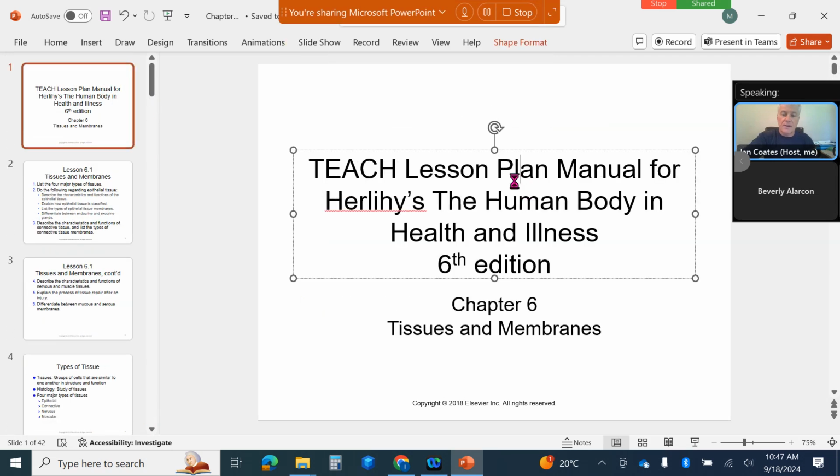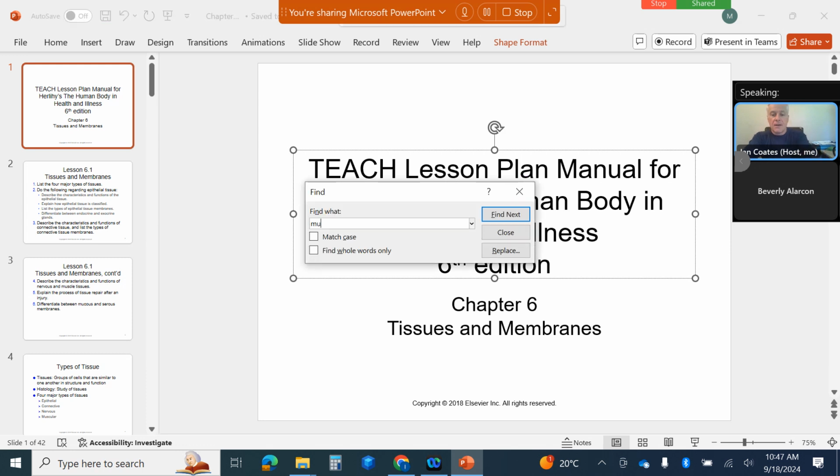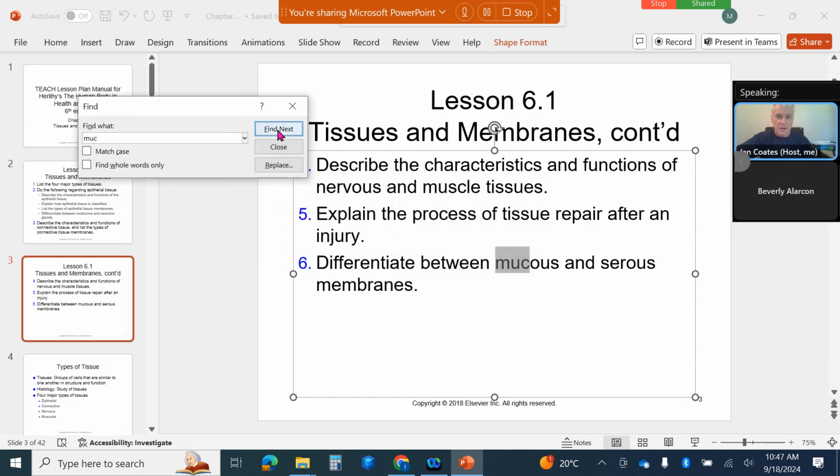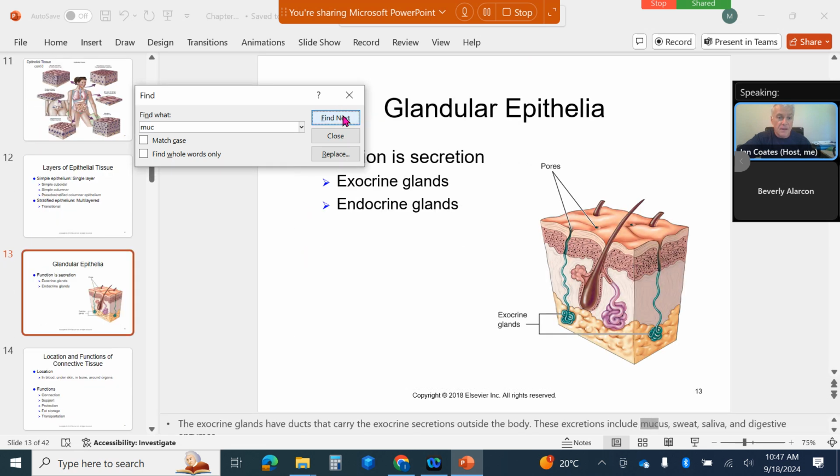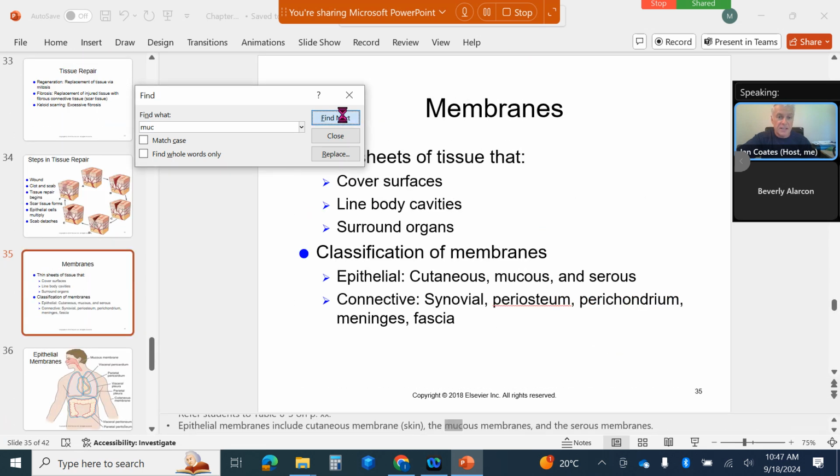Let's have a look here. Maybe I'm looking for mucus. Maybe I just want to type muc. Where are all the mucs? Oh, there we go, and you see? That was Control F. This little window popped up. I just typed in whatever I want, and it'll find them all. It even digs through there.